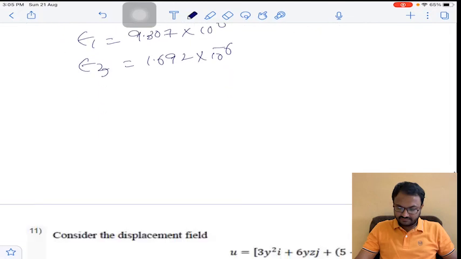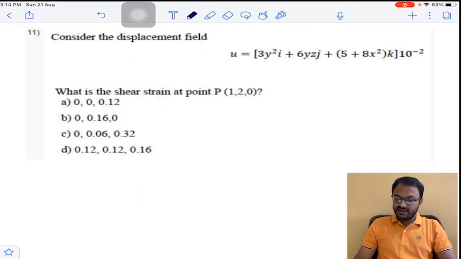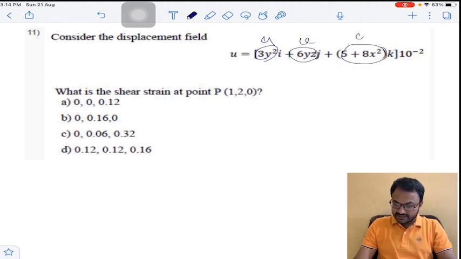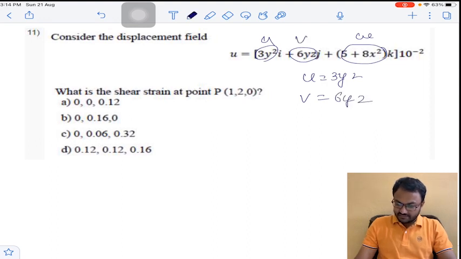Next question. In this question, he has given the displacement field. So the coefficient of i will become U, the coefficient of j will become V, and the coefficient of k will become W. So U is equal to 3y square, V is equal to 6yz, W is equal to 5 plus 8x square.